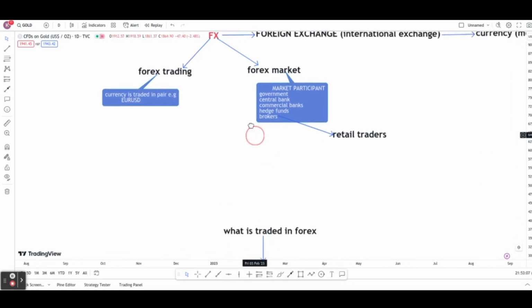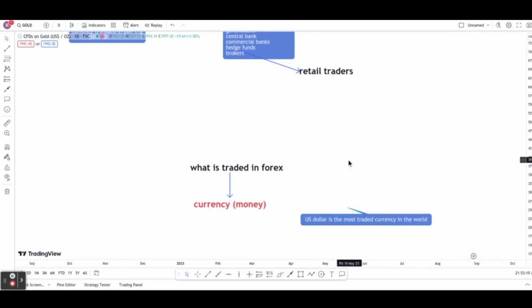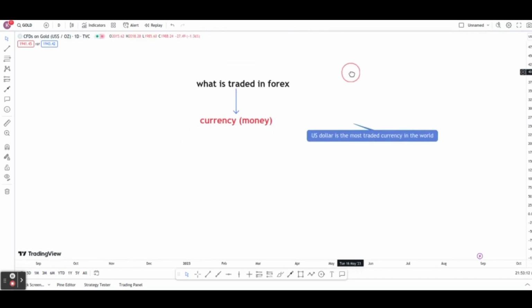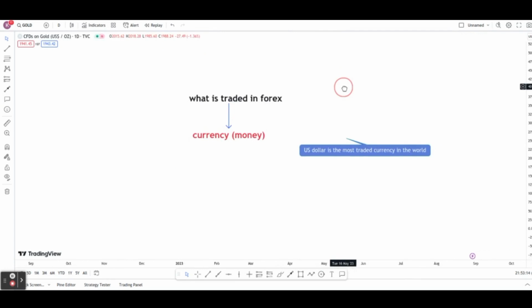I don't know whether you are getting what I'm trying to say. Let me just recap. Buying a currency automatically means that you are investing in the growth of that country's economy.